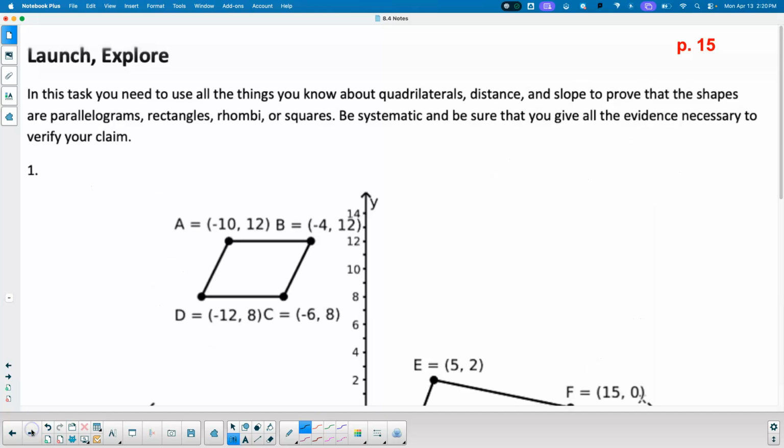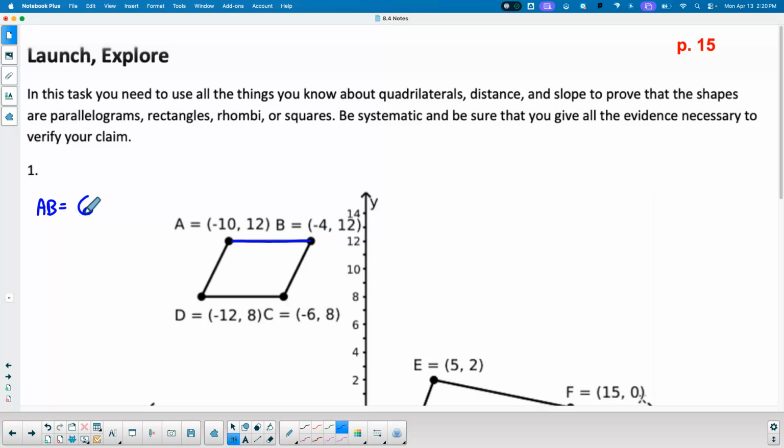So, question number 1 is, we want to figure out what ABCD is. So what do I need to find? The four side lengths first. Okay. So what is the length of AB? Square root. What do you got? 6. I got a length of 6 there.